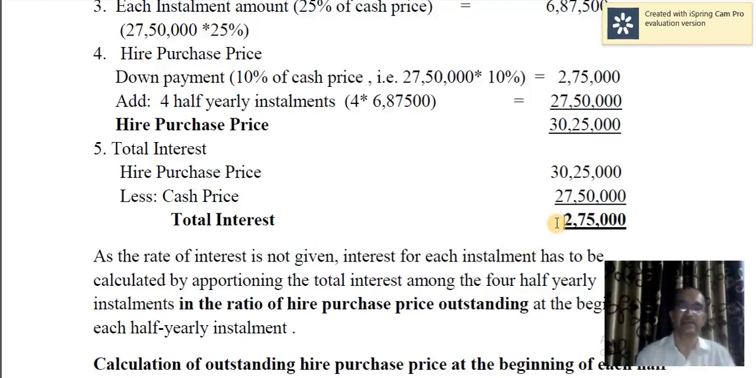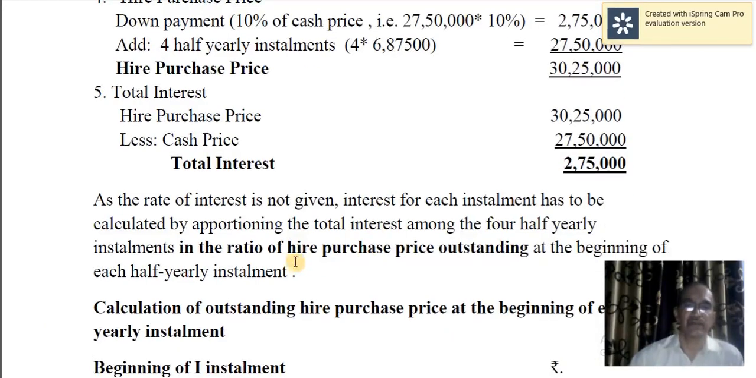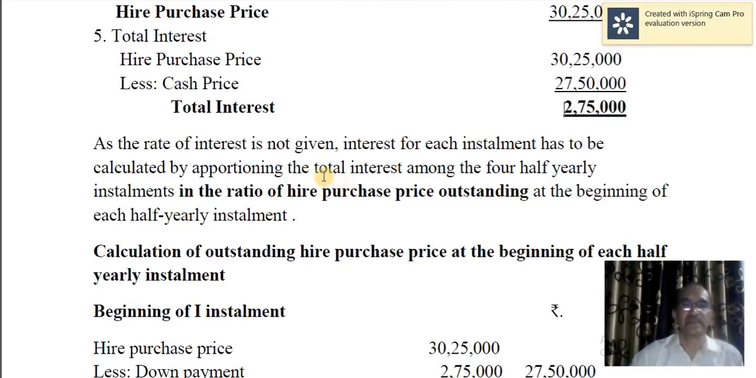Normally interest is calculated for each installment on the outstanding cash price. But here the rate of interest is not given. Therefore, you have to find a way to apportion the total interest among 4 installments. When the interest rate is not given, the total interest is apportioned among the different installments based on the ratio of outstanding hire purchase price at the beginning of each half-yearly installment. If it is an annual installment, at the beginning of each annual installment.